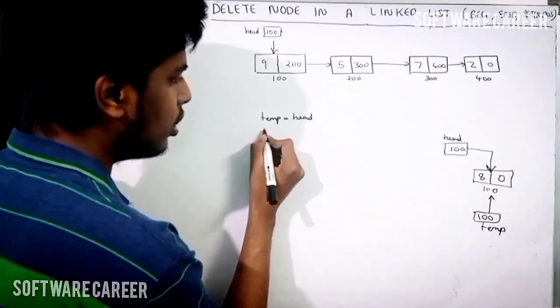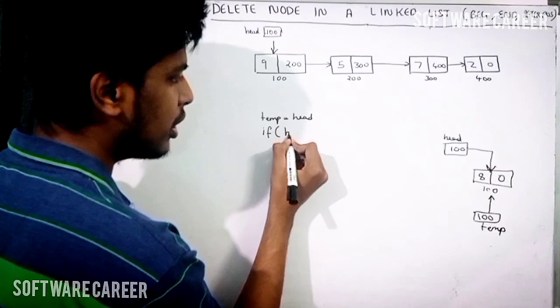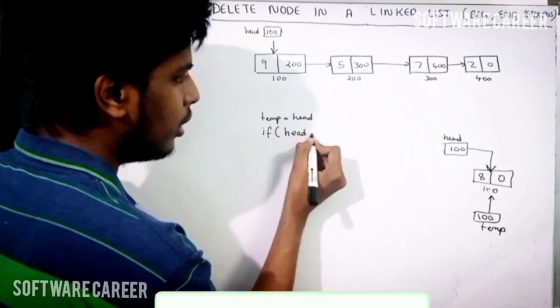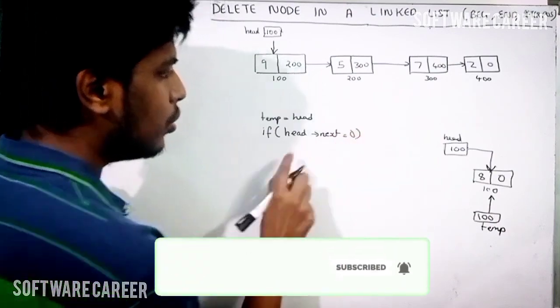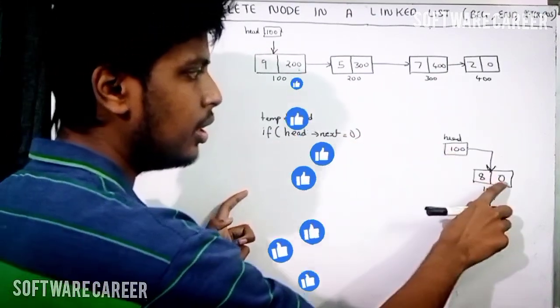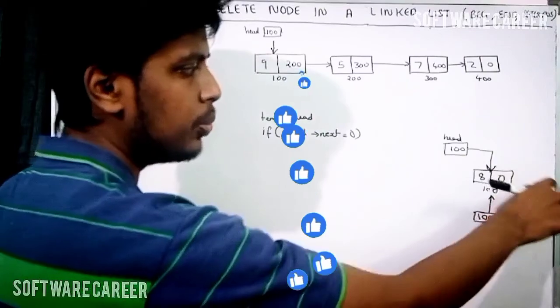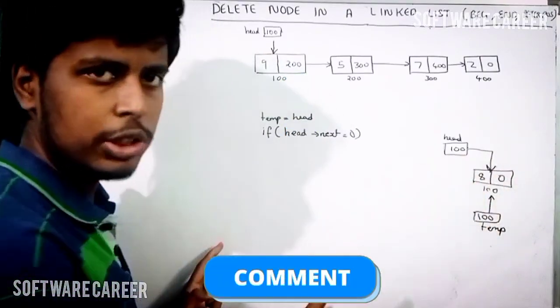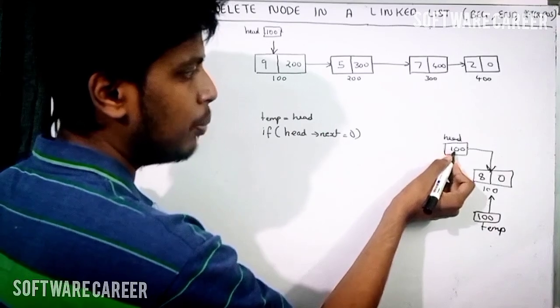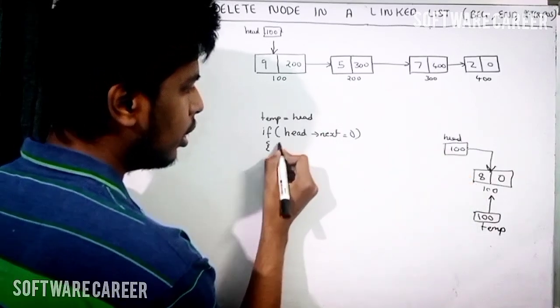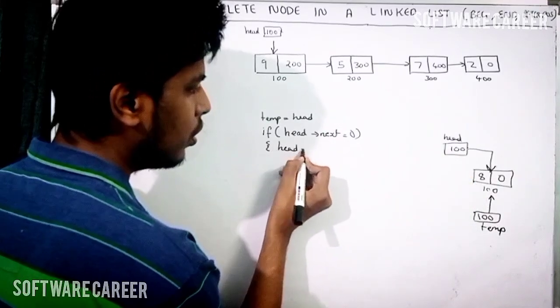That means there is only one node present here. So I am writing the condition to check whether only one node is present. See here, if head next equals 0. Now head is 100, and 100 next is 0. That means no node is present after this. So only one node is present. So what to do? First thing is I should update this head pointer, that is head equals 0.